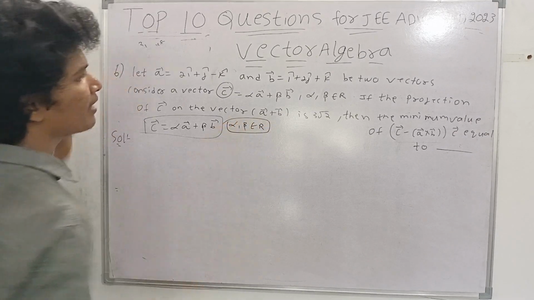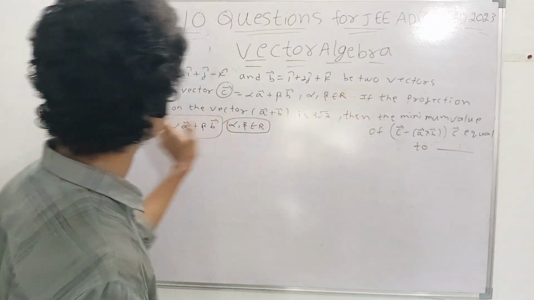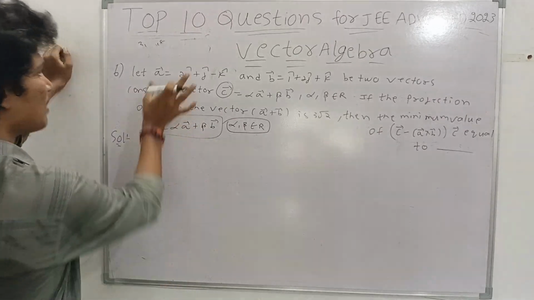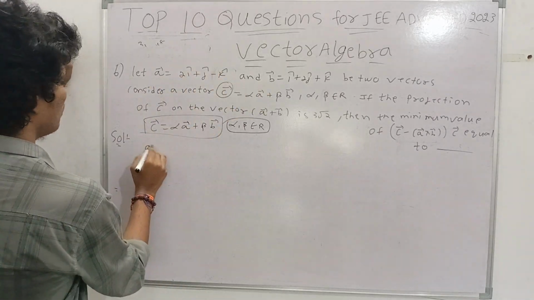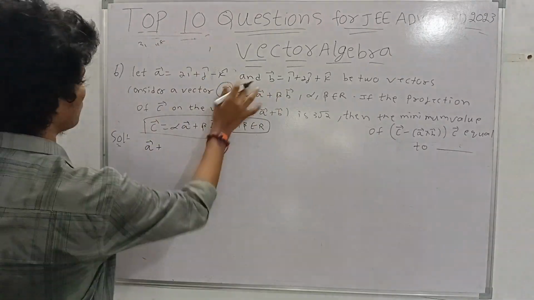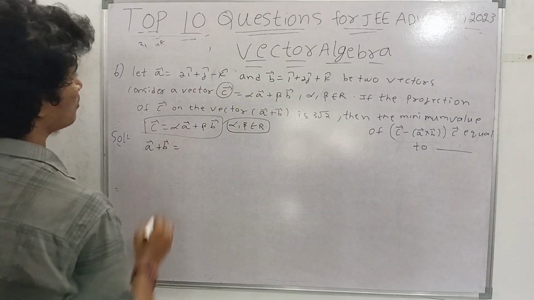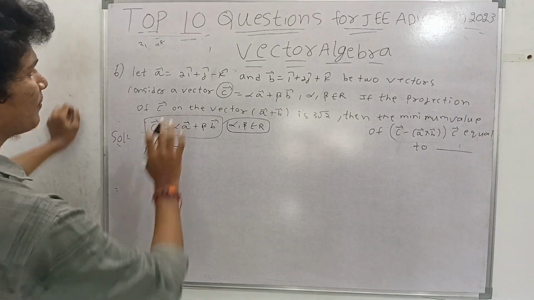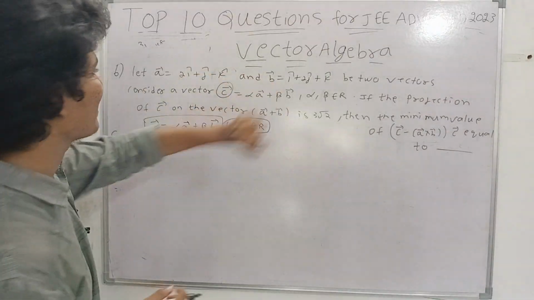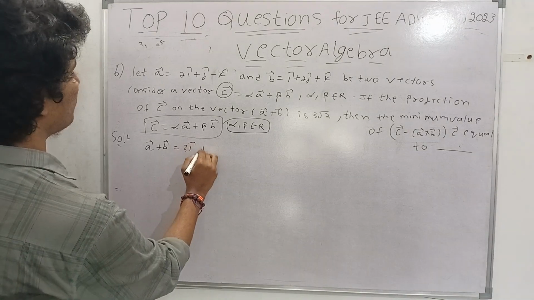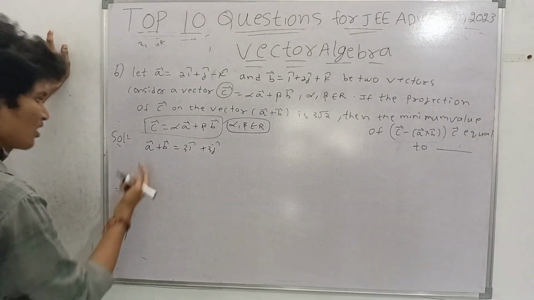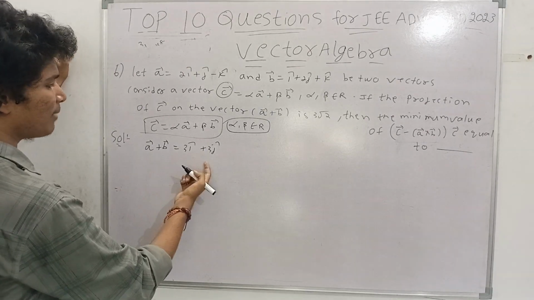This is the main condition. And they are saying that if the projection of C on the vector A plus B, we don't know the A plus B vector. What is A plus B vector? Simply add these two vectors. What will you get? A bar plus B bar: 2i plus i, it is 3i, plus 3j, minus k plus k will be 0. A vector plus B vector equal to 3i plus 3j.